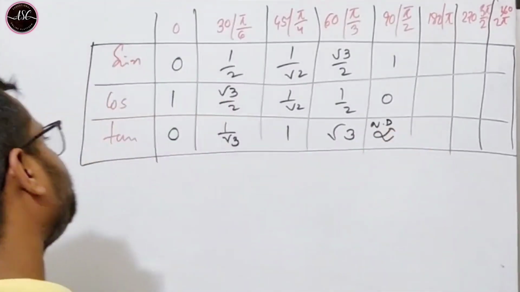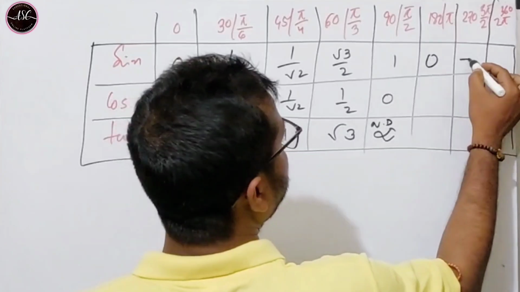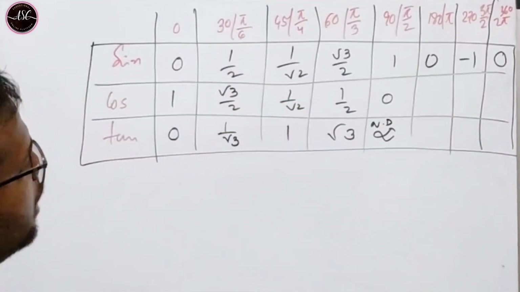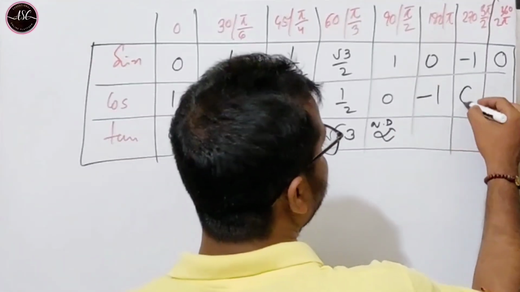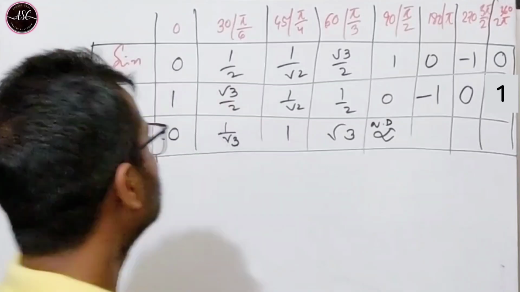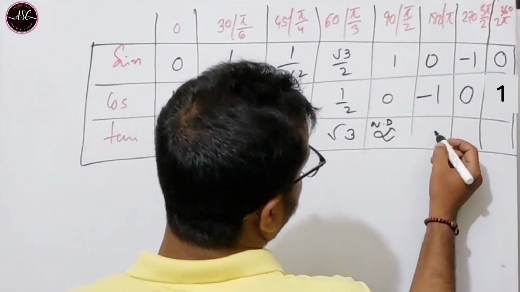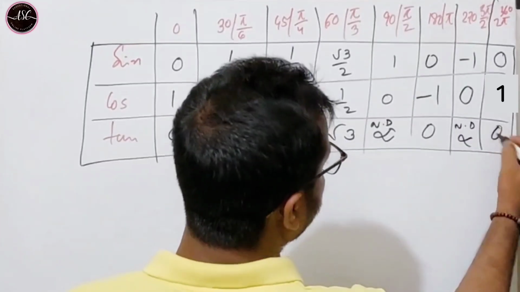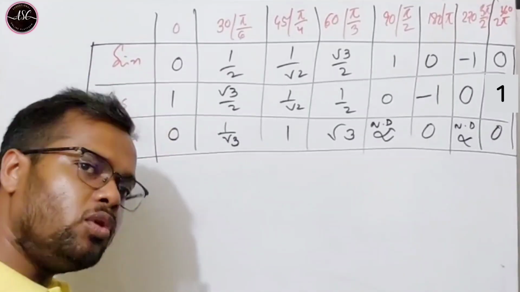Now sin 180 degree equal to 0, 270 degree is minus 1, and 360 degree equal to 0. The value of cos at 180 is minus 1, at 270 is 0. For tan, we get 0, then not defined, that is infinity, and this is also 0. By these values, the reciprocals of sin, cos and tan we can easily get.